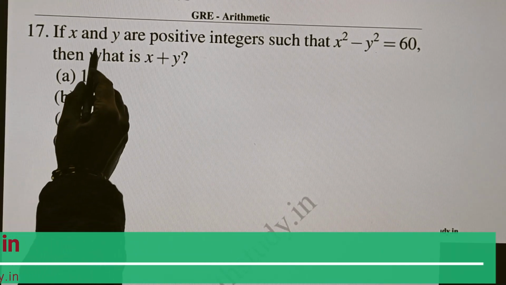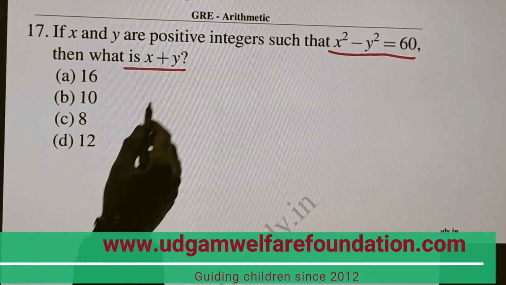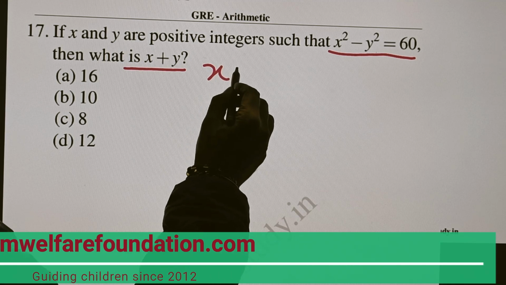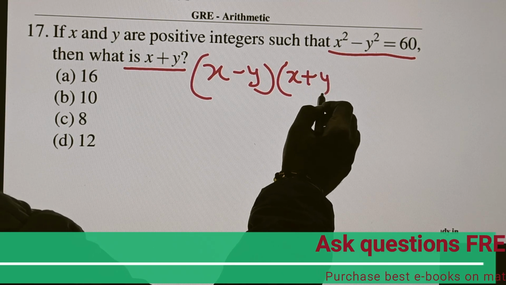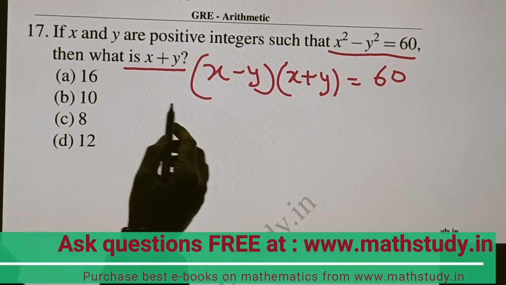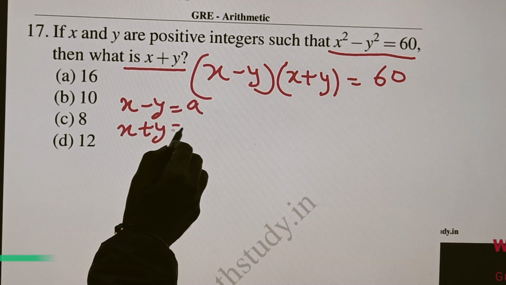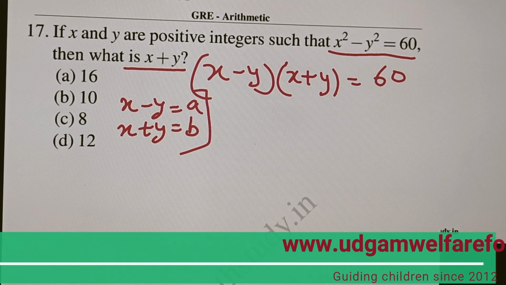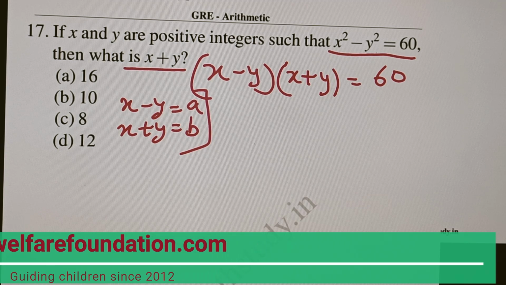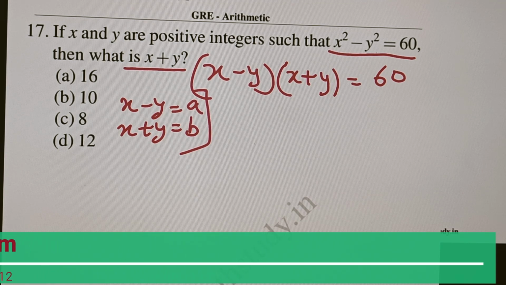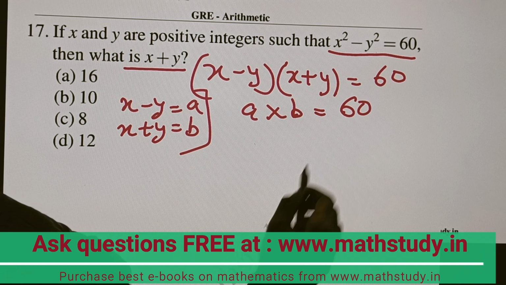This is quite interesting. If x and y are positive integers such that x squared minus y squared is equal to 60, then what is x plus y? So let's do one thing. Let's take out the factors by using a squared minus b squared, which is (a minus b) into (a plus b), equal to 60, right? Now let us take x minus y equal to a and x plus y equal to b. So what we require is basically a into b equal to 60.